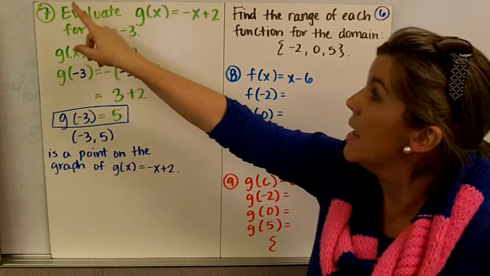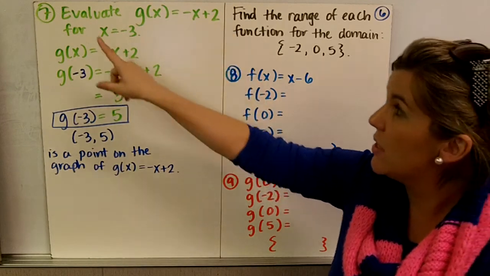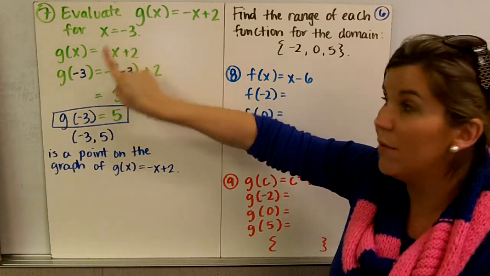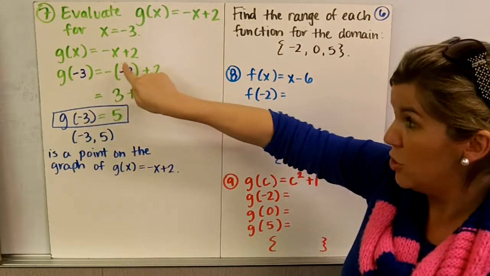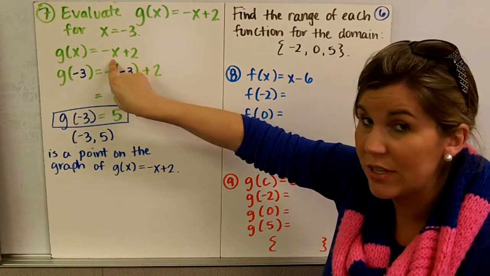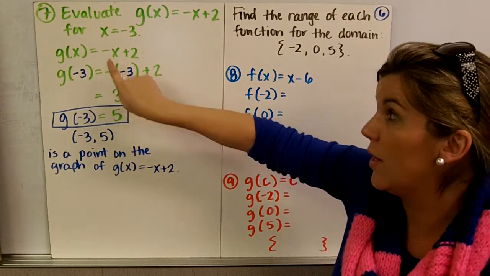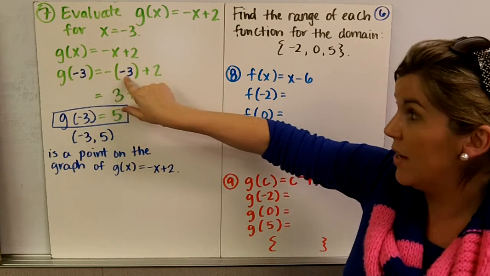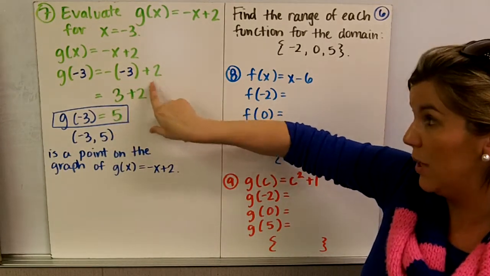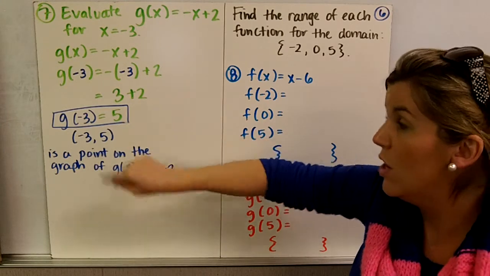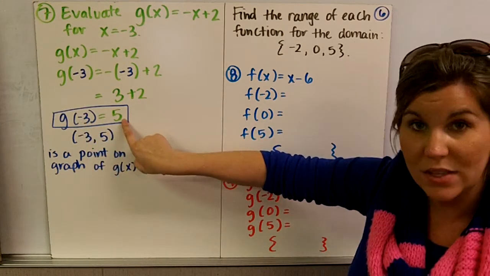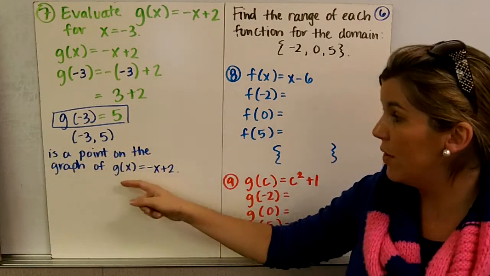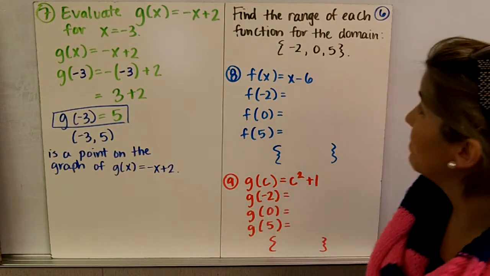All right, last slide. Evaluate g of x equals -x plus 2 for x equals -3. Again, copy the function rule. Instead of x, put -3. Take the x out, put -3 in. You do the same thing to both sides of the equation, just like always. Notice that negative was already there. I don't change it. So a negative times a negative is a positive. Plus 2. 3 plus 2 is 5. So when x is -3, y is 5. And you can write it as an ordered pair. -3, 5 is a point on the graph of g of x equals -x plus 2.